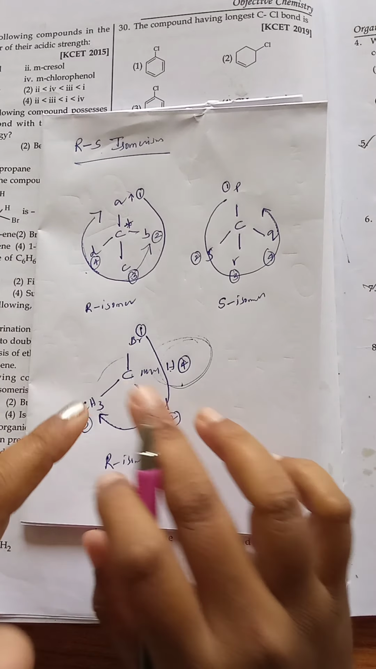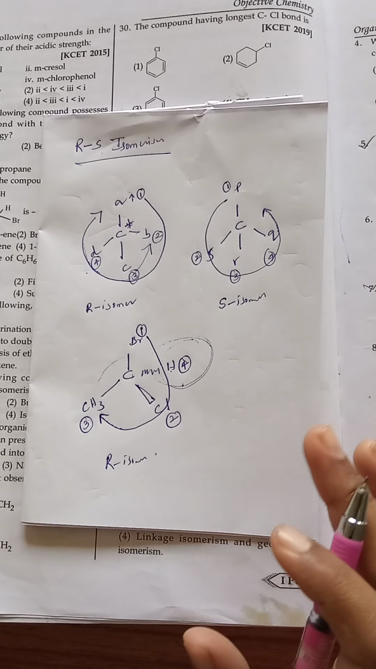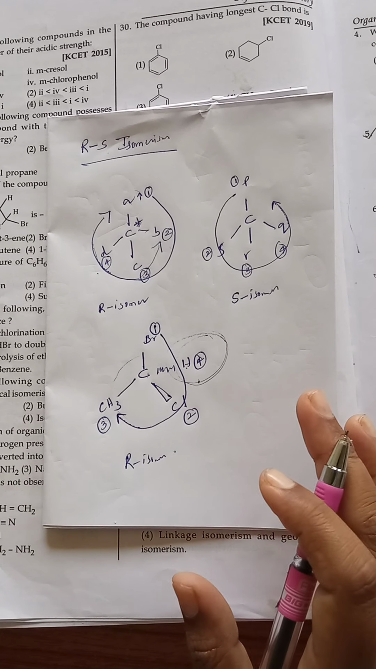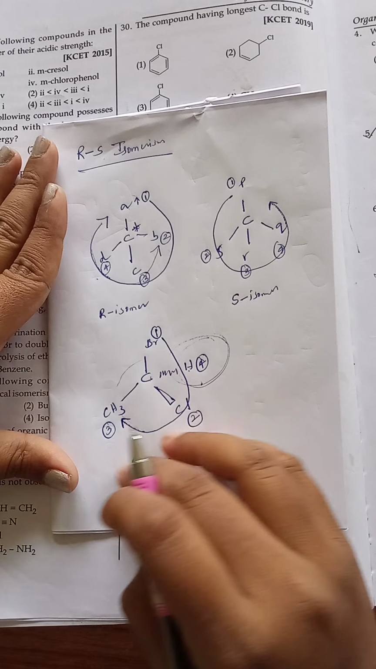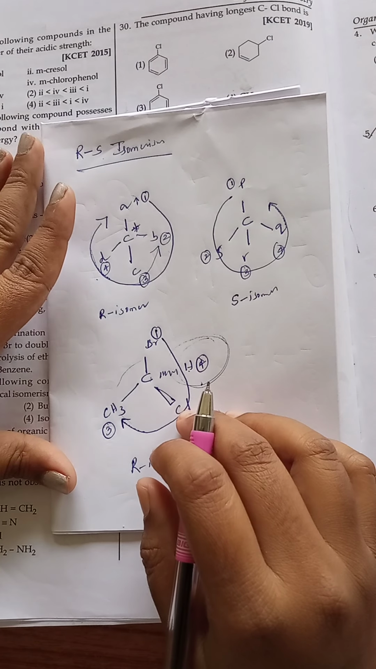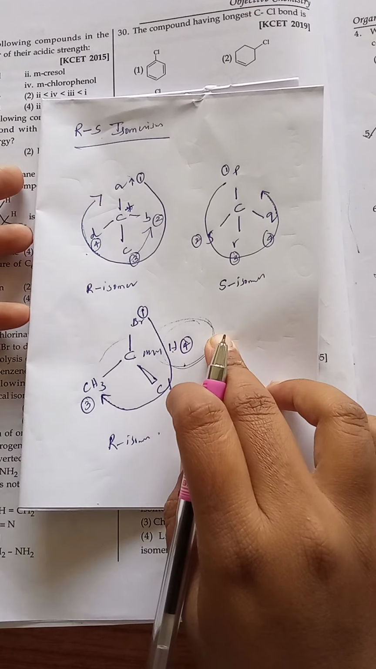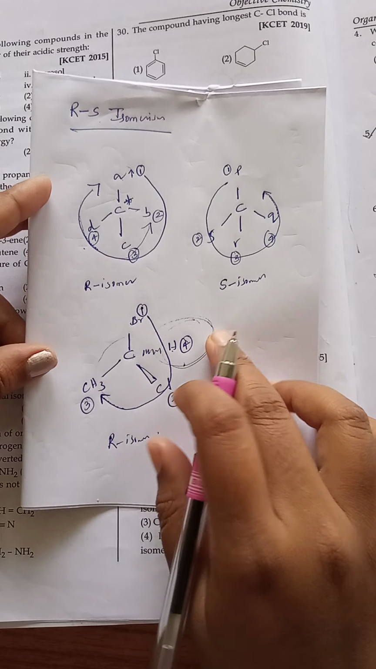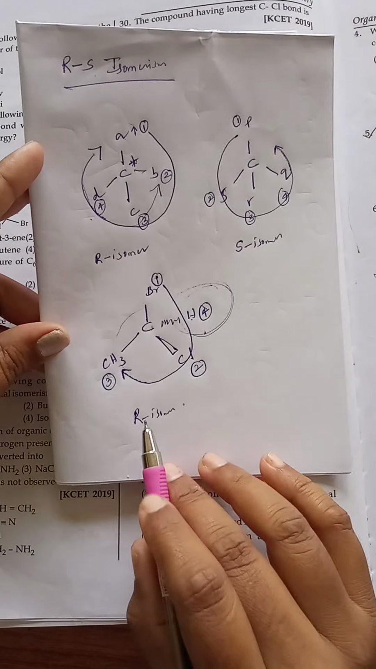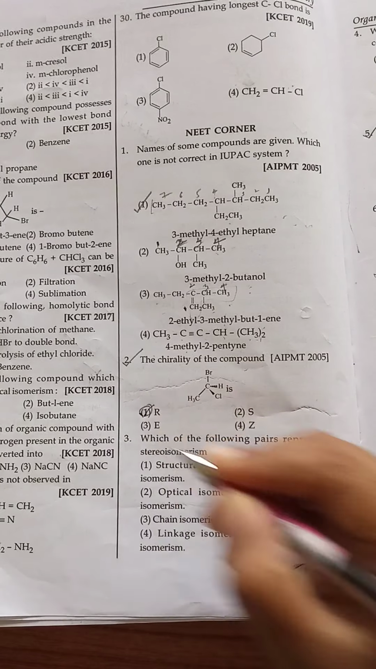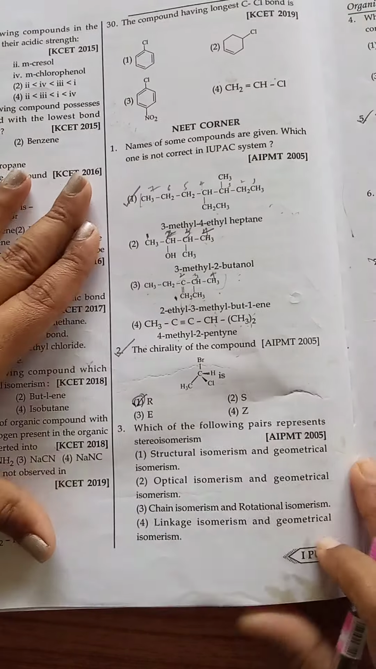Okay, so this priority is given according to atomic weight of the atoms. If it is moving in a clockwise direction, that is R isomer. If it is moving in an anti-clockwise direction, opposite to the clockwise direction, then that is S isomer. Now the given chiral compound is R isomer. Okay, now see the next question.